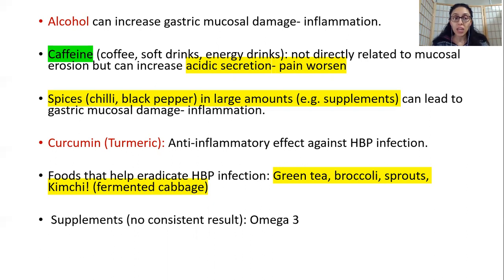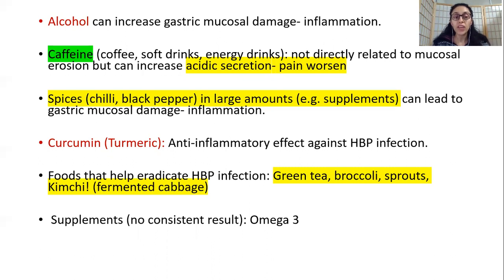Okay, then you have, for example, curcumin, which is there in turmeric. That is an anti-inflammatory agent. And there are a few studies which have shown that it could be effective against Helicobacter pylori. But of course, there is no level 1 evidence per se.